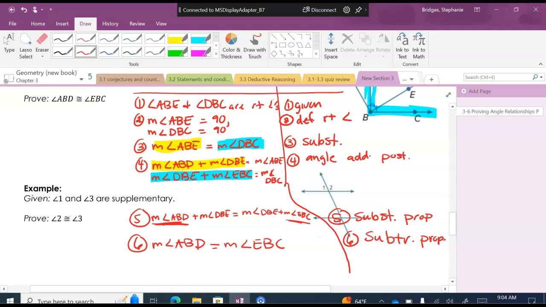Is that starting to look a little bit more like what we're trying to prove? Is it exactly what we're trying to prove? No. What I'm trying to prove is that those two are congruent. If I know that they are equal, can I turn around and say they are congruent? Yes. And the reason would be? What's the very first one of the definitions that we talked about?